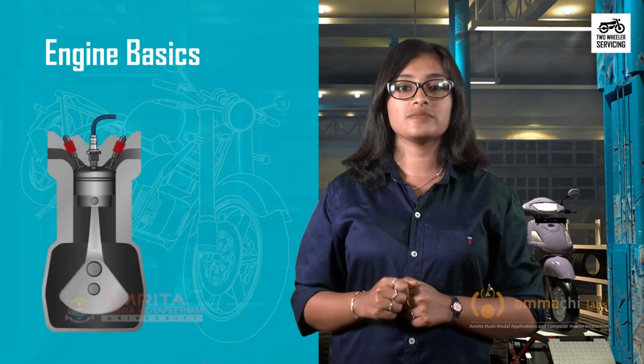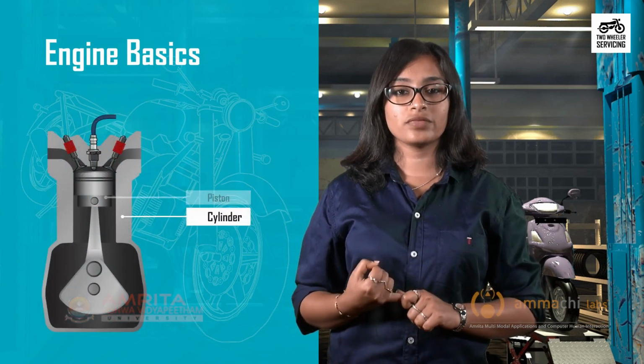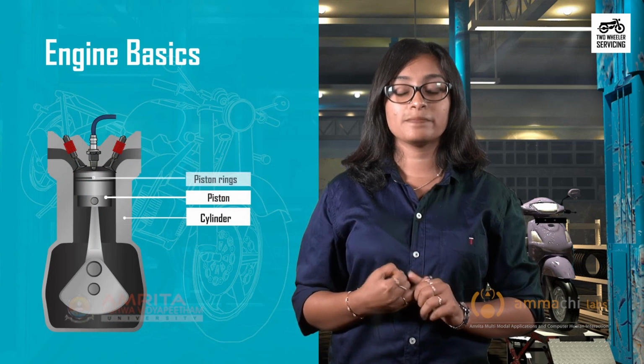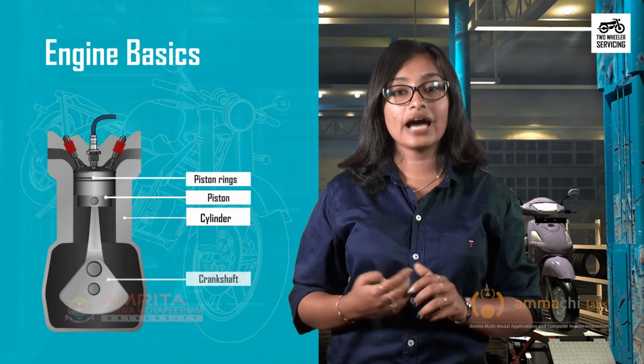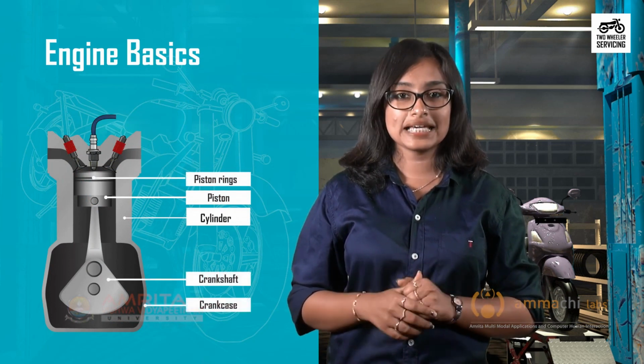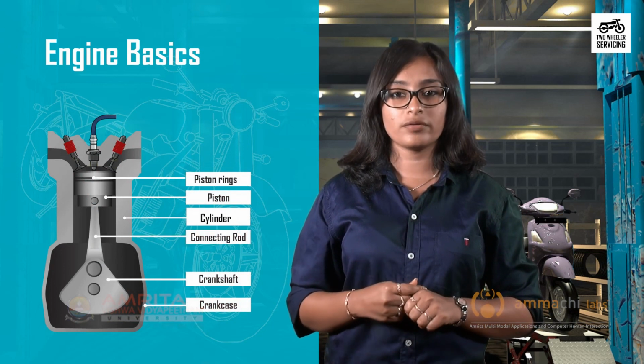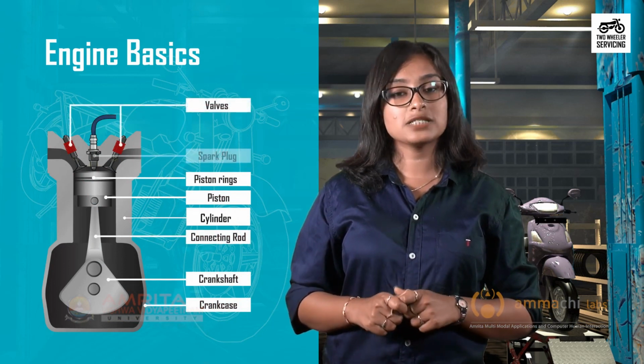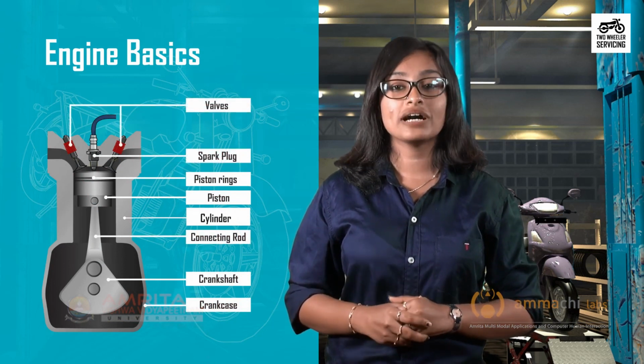With that, we have come to the end of the session. In this session, we learned that the main components of an engine are cylinder, piston, piston rings, crankshaft, crankcase, connecting rod, valves, and spark plug. Hope you have enjoyed this session.